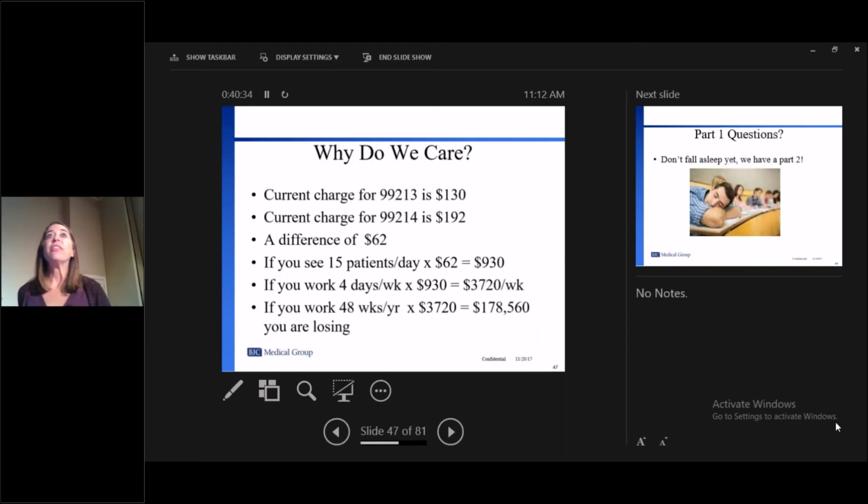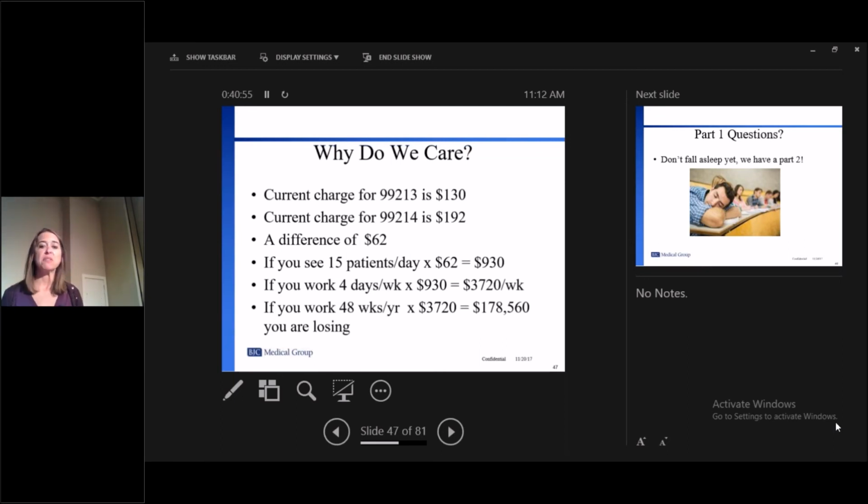So why do we care about this? Current charge at my office for a 213 visit is $130. A 214 is $192. That's a difference of $62 in one patient. I see about 15 patients a day. That's just short of $1,000 a day that I would be missing out, okay?